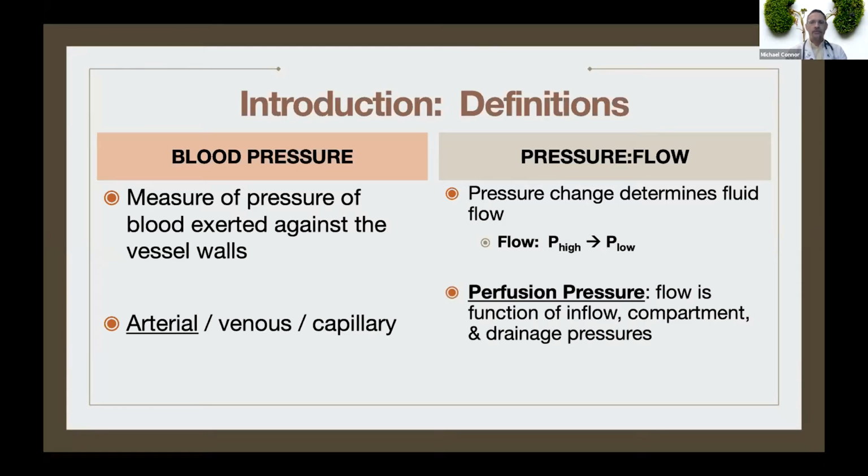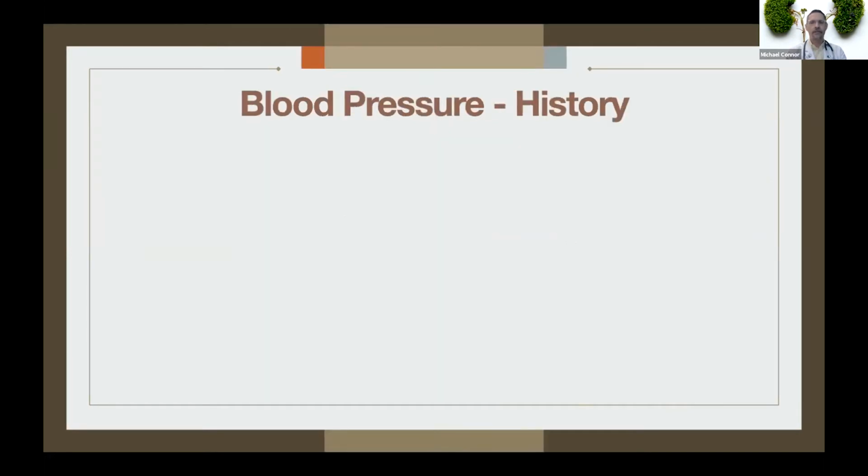Perfusion pressure is the concept of how we determine what the actual flow is in the organs. Flow is a function of the inflow, the compartment, and the drainage pressures. So your perfusion pressure is your P inflow minus the sum of your compartment and your drainage pressures.